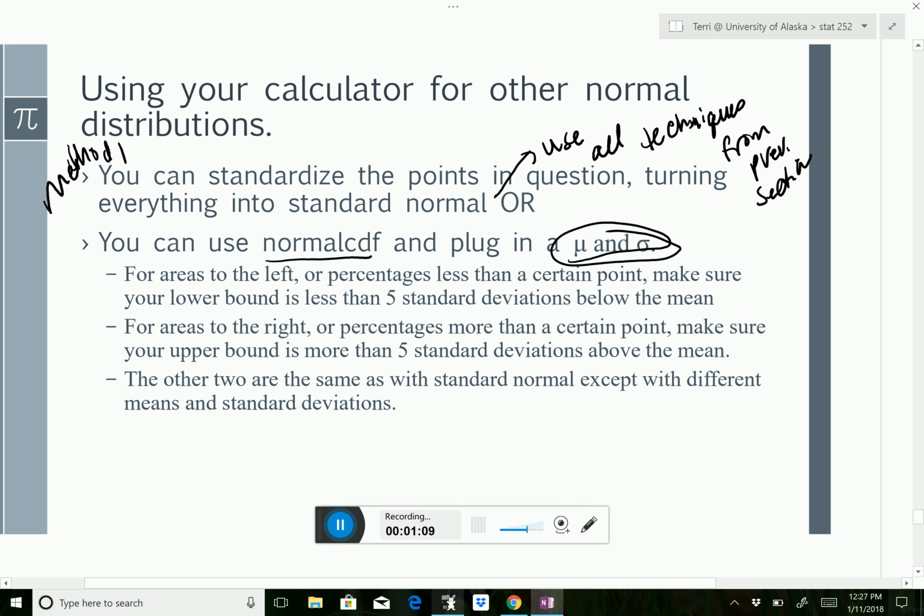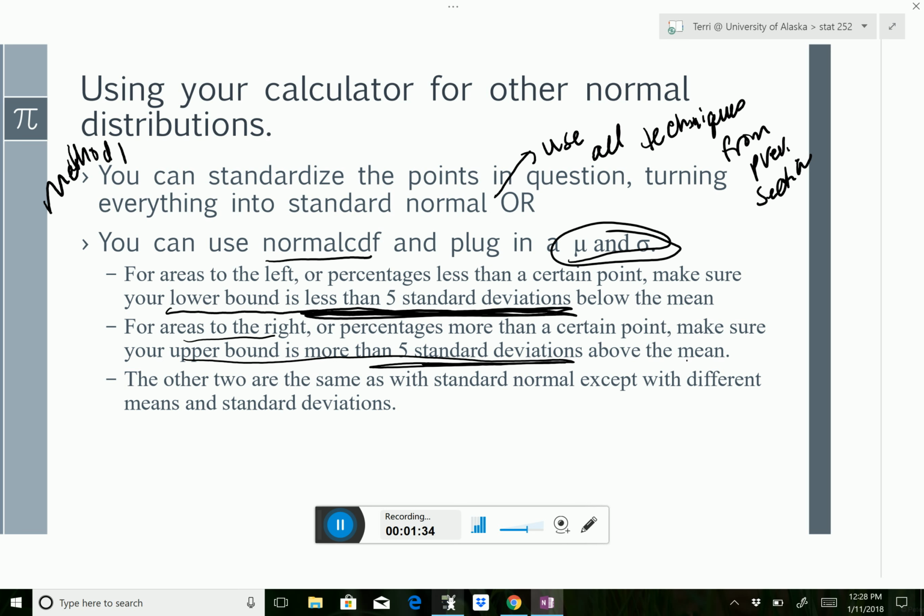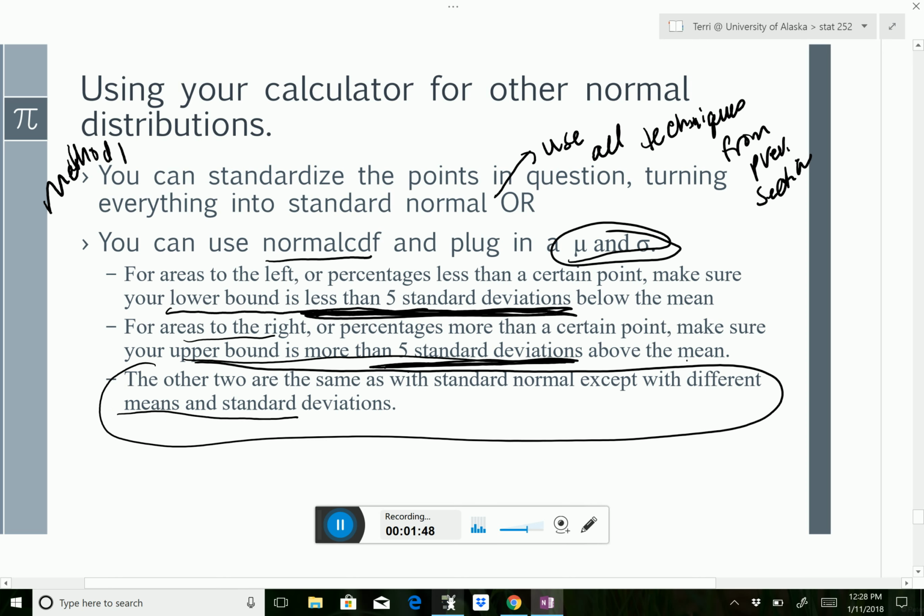Now, for areas to the left or percentages less than a certain point, just make sure that your lower bound is more than 5 standard deviations below whatever the mean is. Make sure that your upper bound for areas to the right is more than 5 standard deviations above the mean. Sometimes 10 works, sometimes 99 works, sometimes you need 10,000, who knows? But you just have to make sure you're over that point, and you don't have to figure this out exactly. And then everything else is the same, except we're just going to put in a mean and a standard deviation.